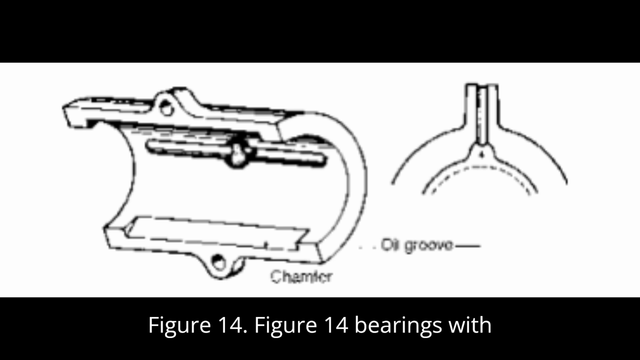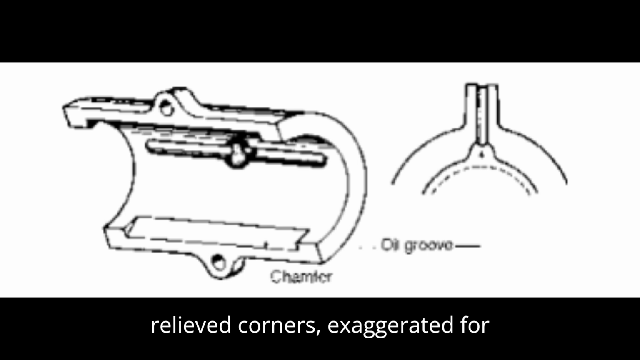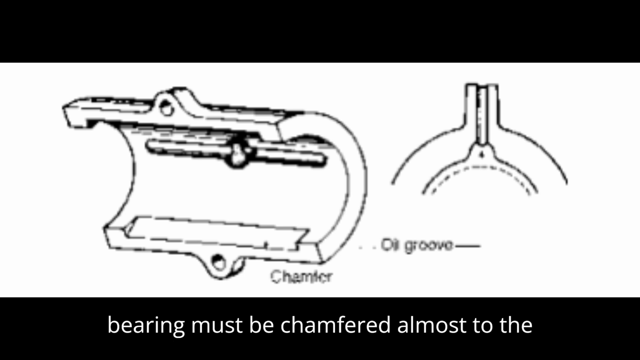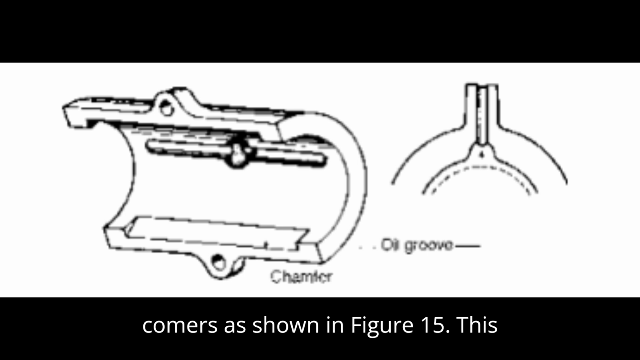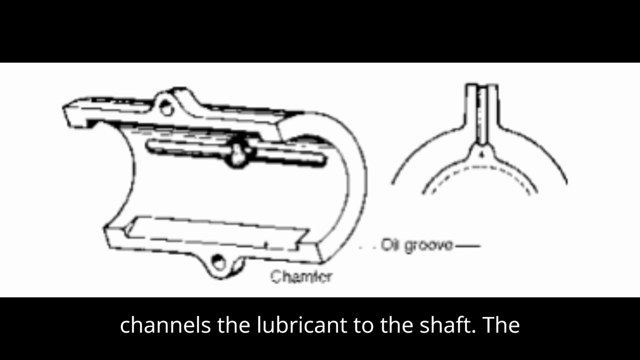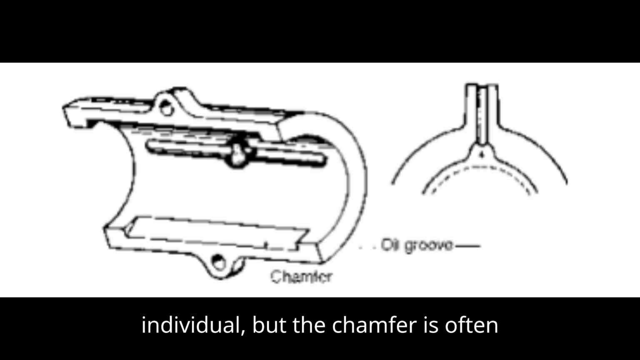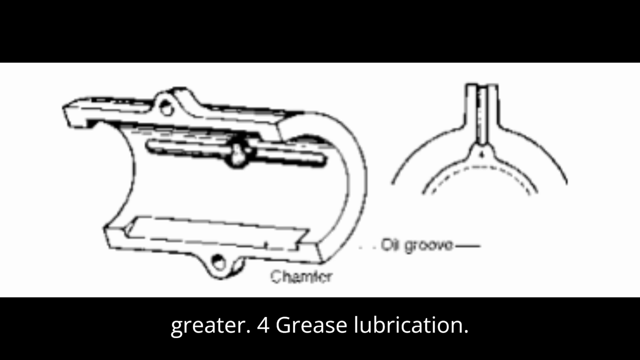This is shown in Figure 14. Figure 14, bearings with relieved corners, exaggerated for illustration. 2. The top edge of the bearing must be chamfered almost to the corners as shown in Figure 15. This channels the lubricant to the shaft. The amount of chamfer is usually up to the individual, but the chamfer is often greater.